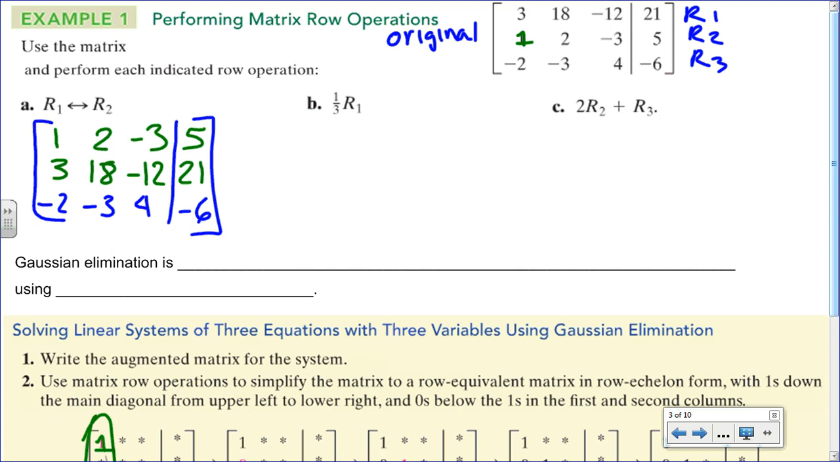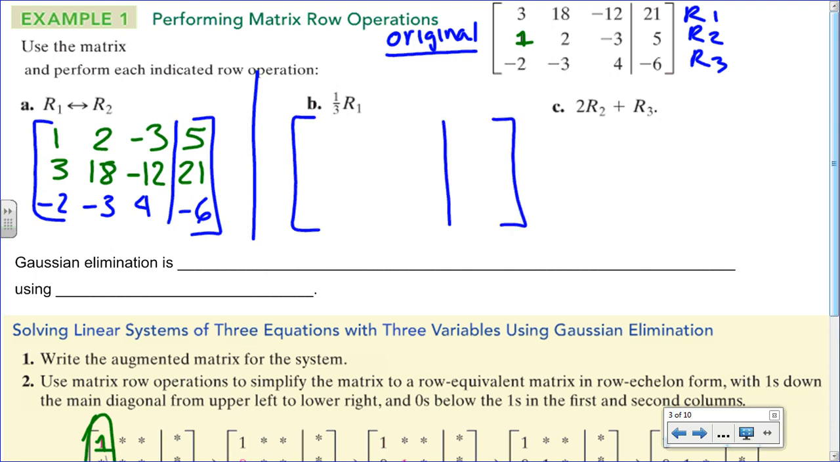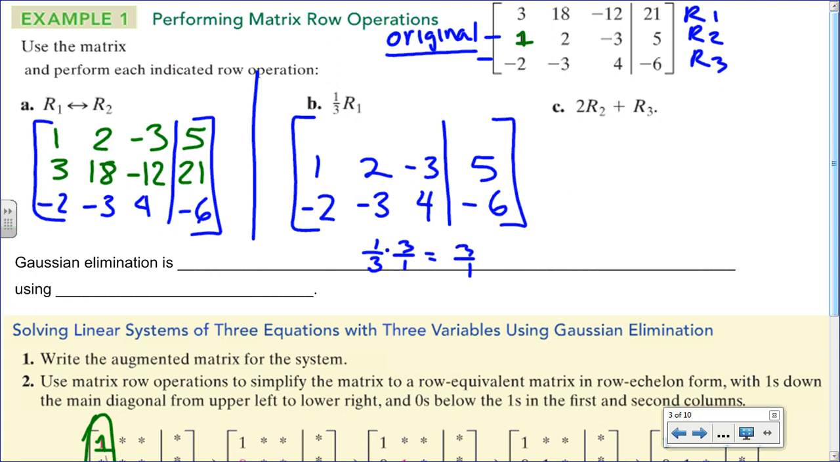Okay, now for part B, we're gonna go back to the original matrix. And so here we're just gonna change R1 and multiply by 1/3. Since we're not doing anything to R2 and R3, let's just copy them from the original matrix. So from here. Okay, so 1/3 times 3, it will be like 3/3, right? So that equals 1.